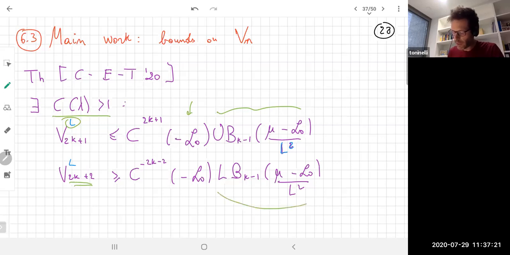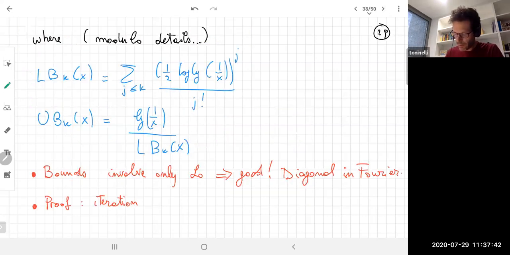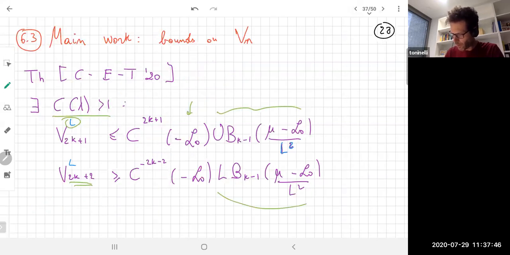And okay, it's something like a constant to the power minus 2k minus 2. So this constant, unfortunately, gets worse and worse as k grows. And then a certain LB of order k minus 1 of this, which I've not defined yet. I will not give a full definition, but a kind of impressionistic definition. Apart from details, these LB_k and UB_k, which appear here, look as follows.